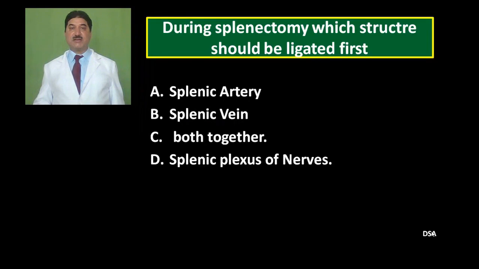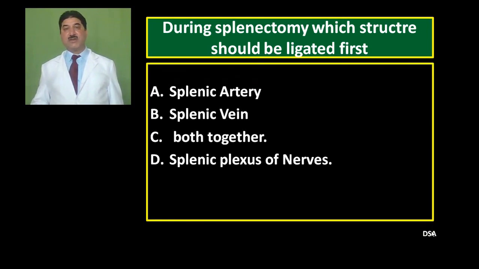During splenectomy, which structure should be ligated first? Splenic artery, splenic vein, both together, splenic plexus of the nerve. The splenic artery should be ligated first because it will decrease the hemorrhage. It will also decrease the size of the spleen and it makes mobilization easy.